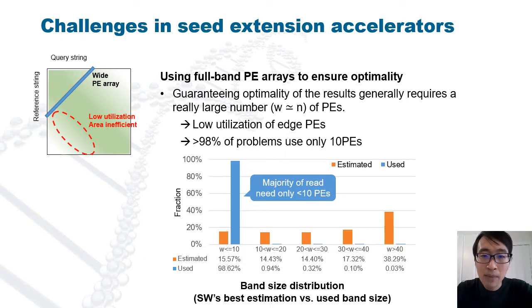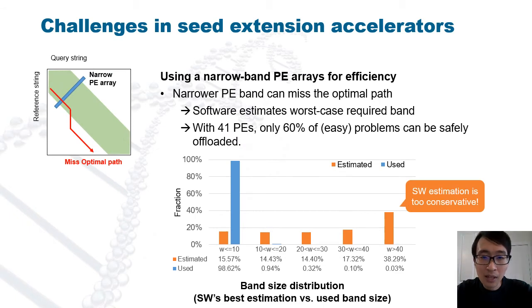In fact, there are many challenges in guaranteeing optimality in current hardware accelerators. A naive approach can use wide full-band PE arrays, but guaranteeing optimality of the results generally requires a really large number of PEs. Moreover, this makes edge PEs severely underutilized because we identify that more than 98% of programs use only 10 PEs at the center of the band. If we use narrow-band PE arrays, it can miss the optimal path.